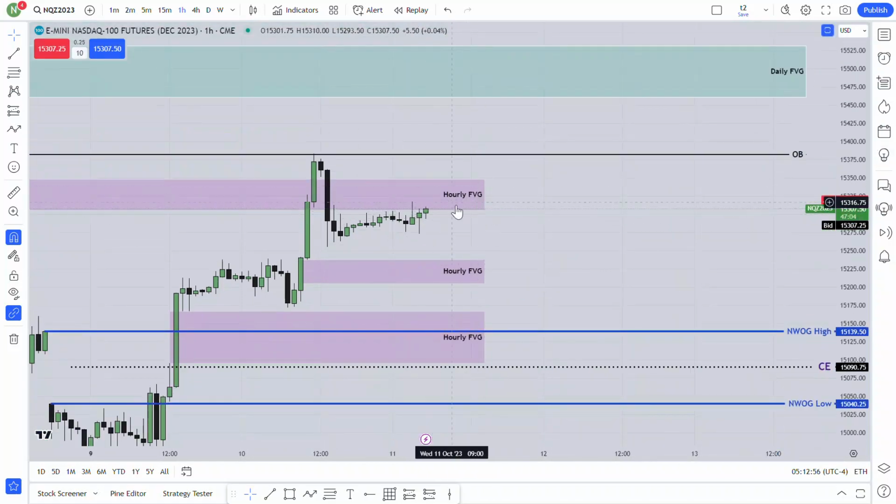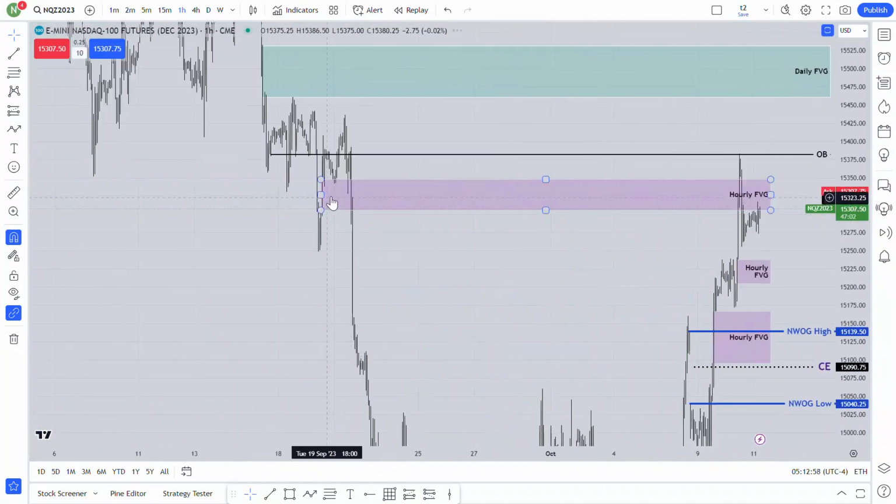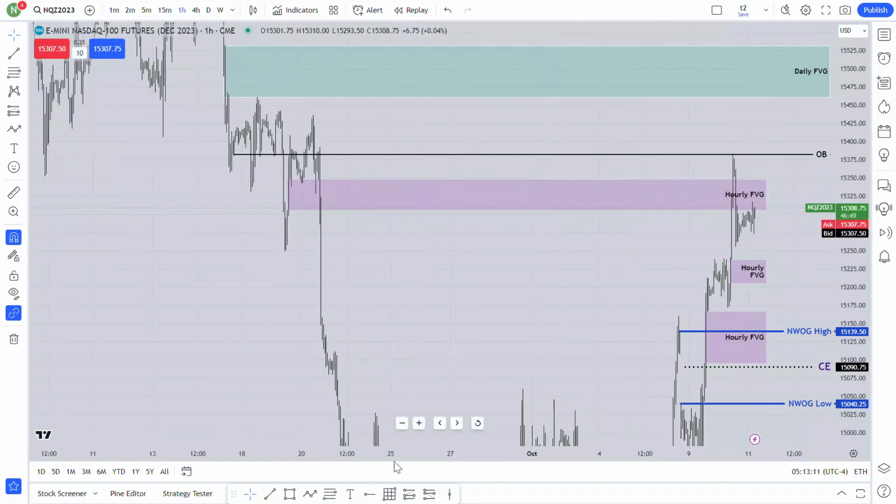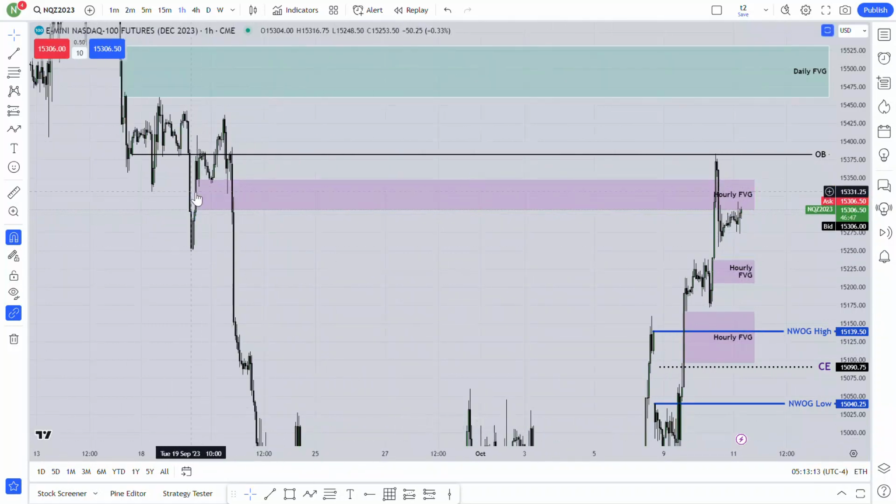Now it is trying to trade this hourly fair value gap. If you were with me yesterday, I told you to mark this hourly fair value gap because this is very important for me. So it is now trading this hourly fair value gap. If you didn't mark it, please mark it from here. This is the fair value gap, and I explained why it is important. I do not want to repeat that.